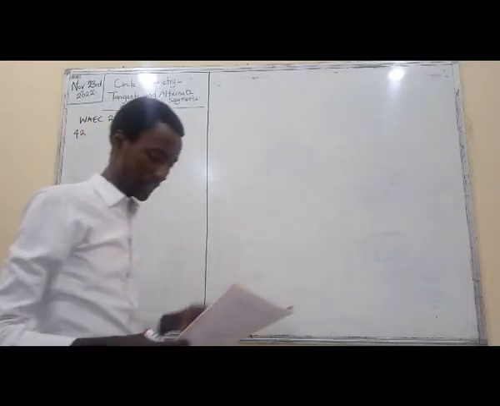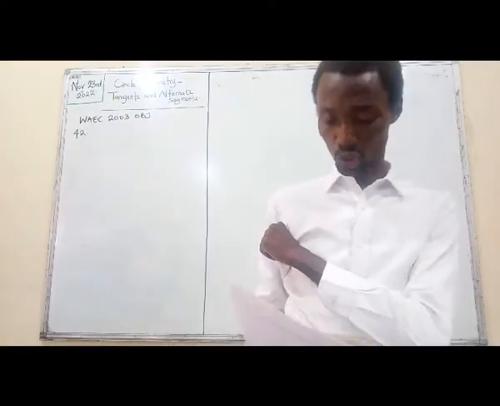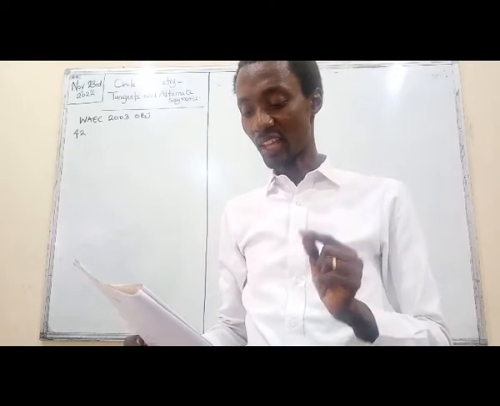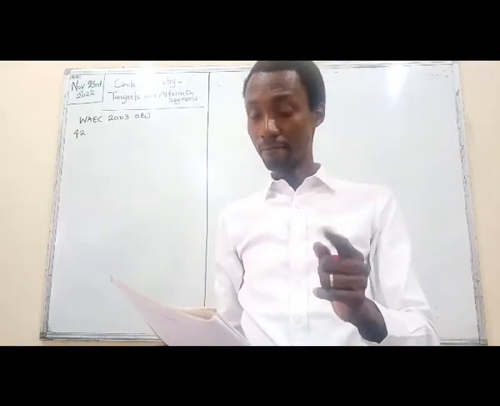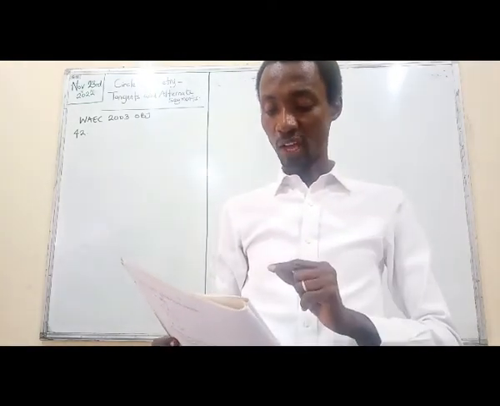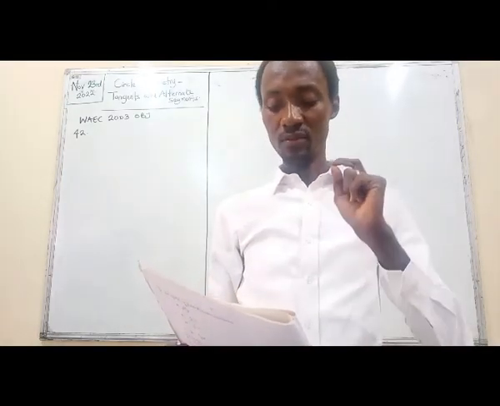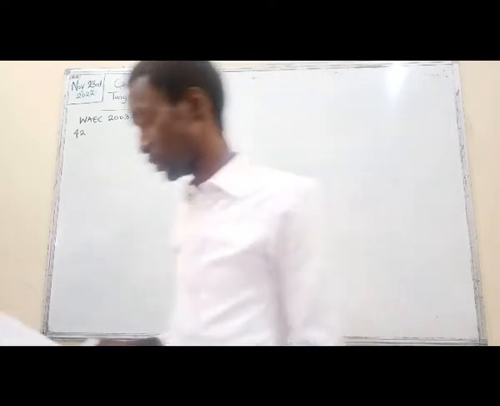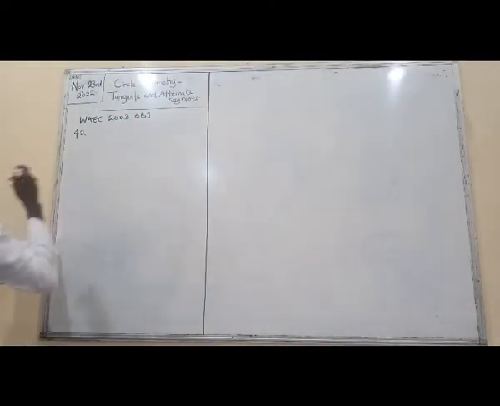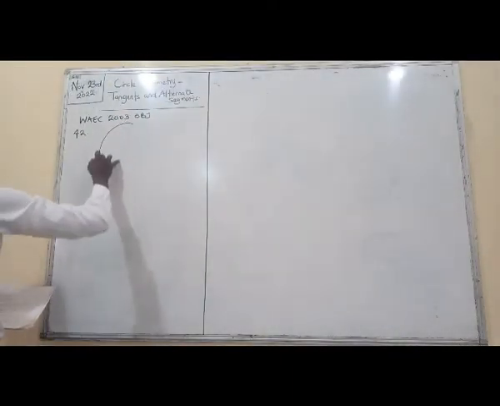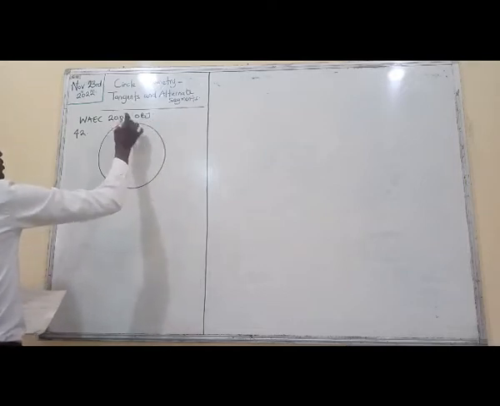Question number 42, and it says, in the diagram I'm going to draw shortly, PRQ is a tangent at T to the circle center O. Find the value of x. So I'm going to draw that on the board now. We're going to see which relevant theorem will help us realize this objective.